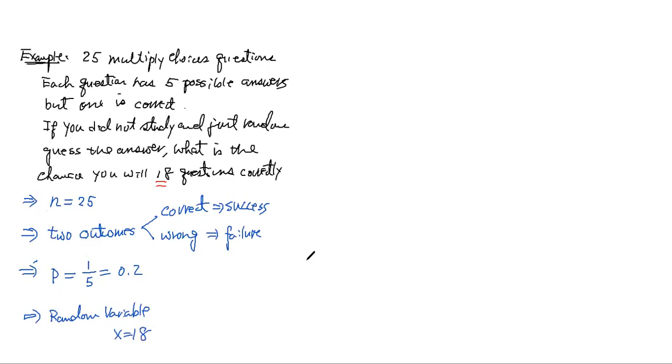So you know this is a binomial experiment, and you need to find the probability x equal to 18. That means you need to use the binomial distribution to find it. So now we know how to identify whether an experiment is binomial or not. Like I said, binomial is a very special distribution, right?